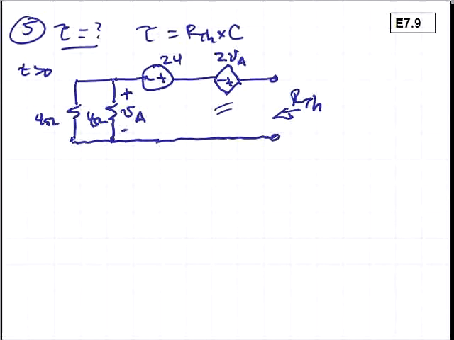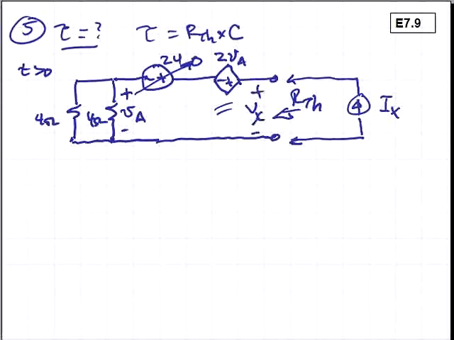So the way we can handle this is we set the independent source to 0 and connect a test current, essentially connecting an ohm meter to this circuit. Call the value of that I sub x. We'll calculate the voltage V sub x, which appears across the terminals, and the R Thevenin will be the ratio of V sub x to the test current I sub x.